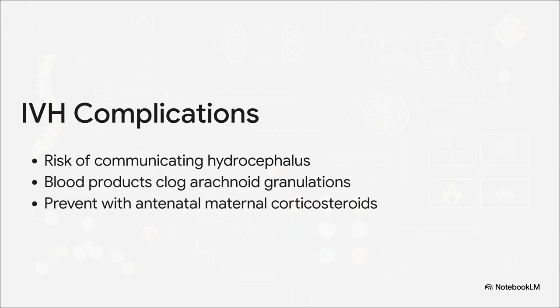Most notably, the high risk of developing communicating hydrocephalus as all those blood products clog up the arachnoid granulations. Because our treatment options are so limited once the bleeding actually starts, prevention is literally everything. The single most vital preventative step we have is administering antenatal maternal corticosteroids to mothers in preterm labor, which really helps mature those fragile fetal germinal matrix blood vessels.